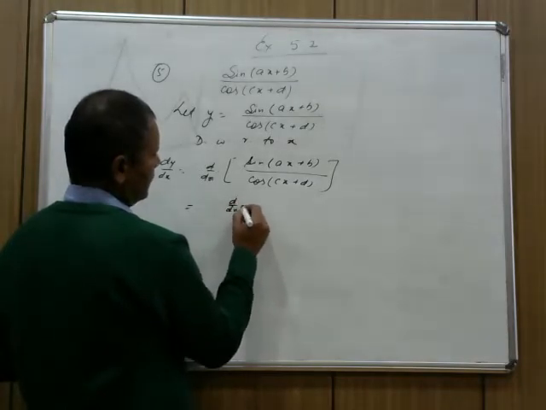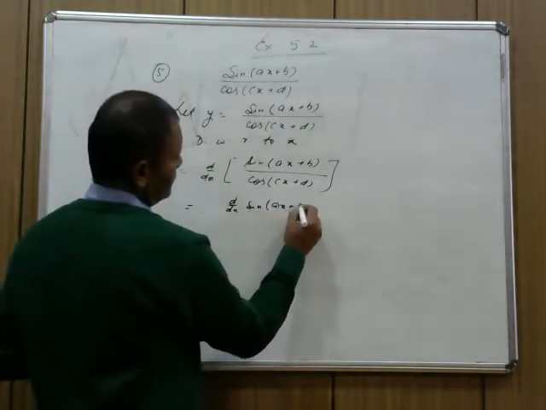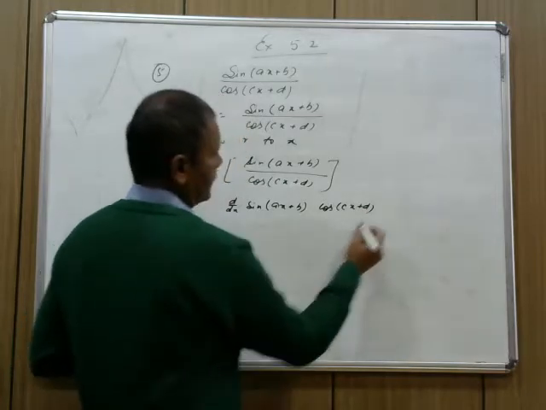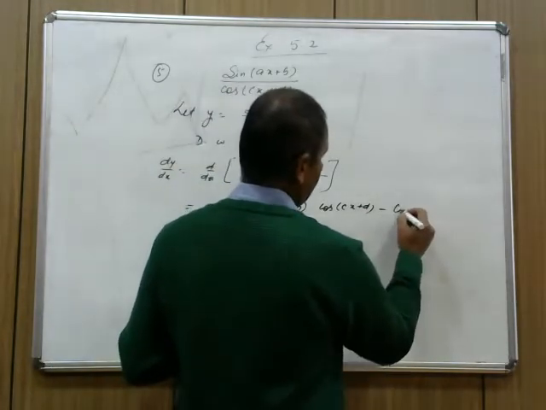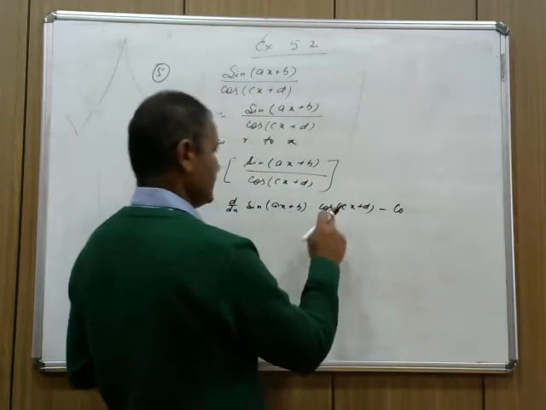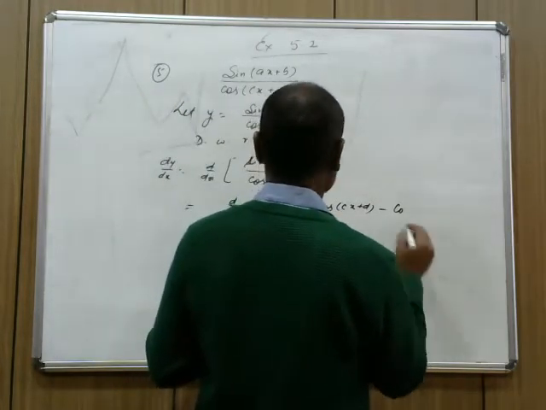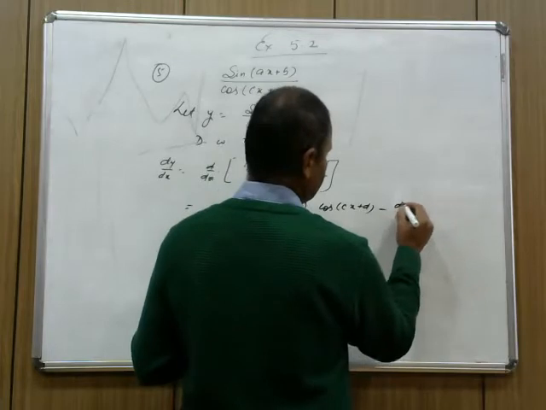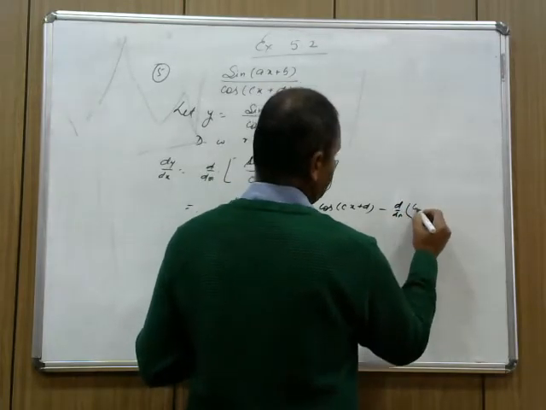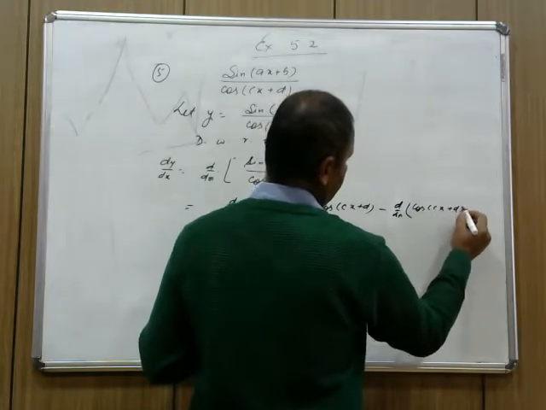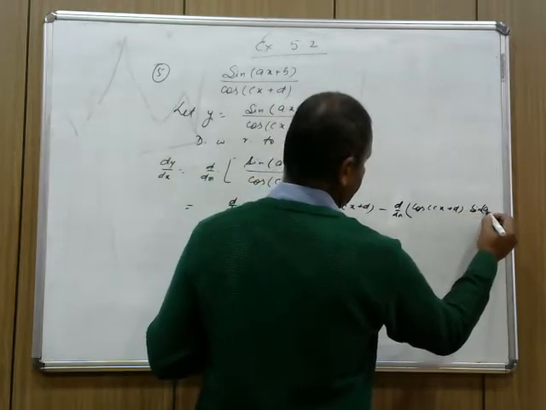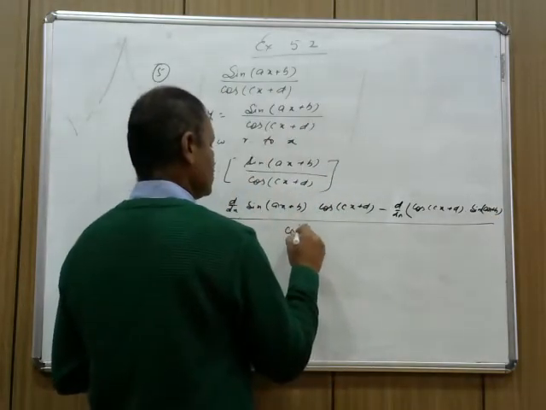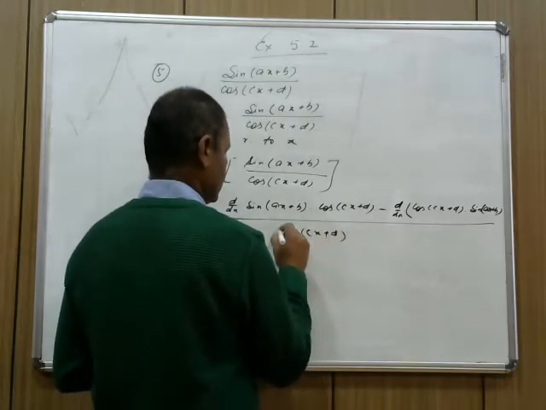That means this is equal to d by dx of sin(ax + b) into cos(cx + d) as it is, minus cos(cx + d) into the differentiation of sin(ax + b), whole divided by cos(cx + d) whole square.